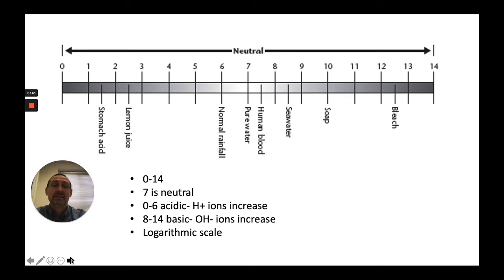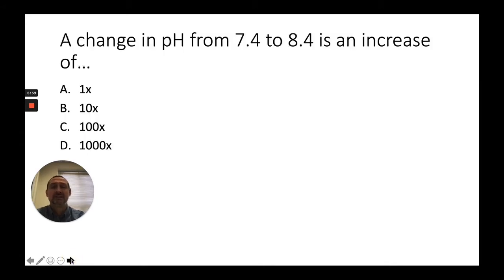The scale is a logarithmic scale, so going from one pH value to the next, you have to go by a power of 10. In this case, to go from soap, which is 10, to an 11 is 10 times more basic. 12 is 100 times more basic. 13 is 1,000 times more basic.